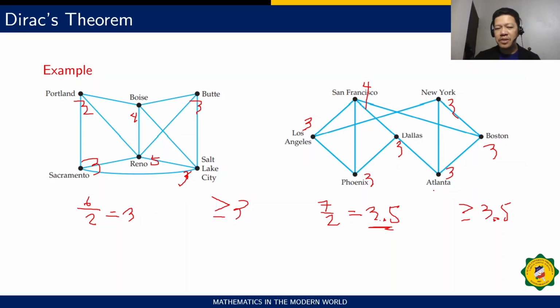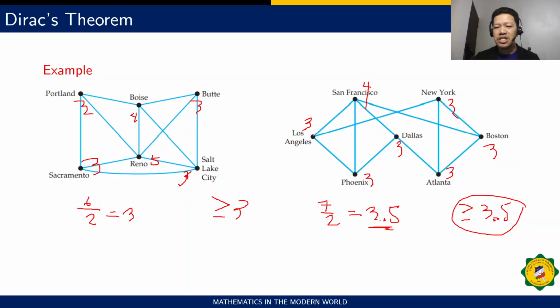So this theorem tells us that if it satisfies Dirac's theorem, if it's greater than 3.5, automatically there is a Hamiltonian circuit. But it doesn't mean that if it does not satisfy Dirac's theorem, there will be no Hamiltonian circuit. There is still one in some graphs. So let's check whether there's still a Hamiltonian path here, even if it does not satisfy Dirac's theorem. And you can see that there is.